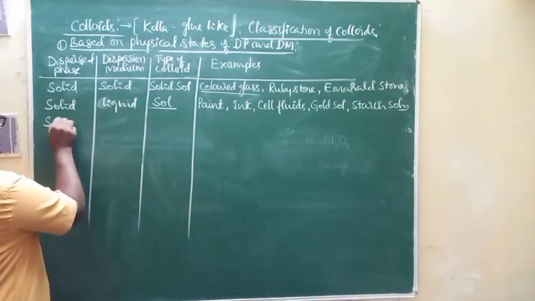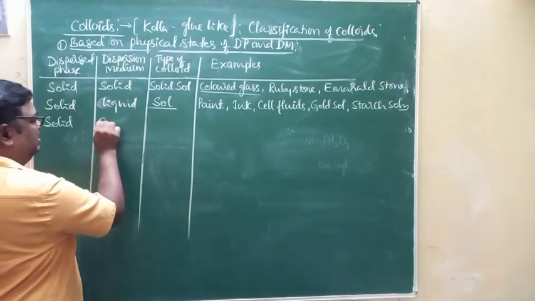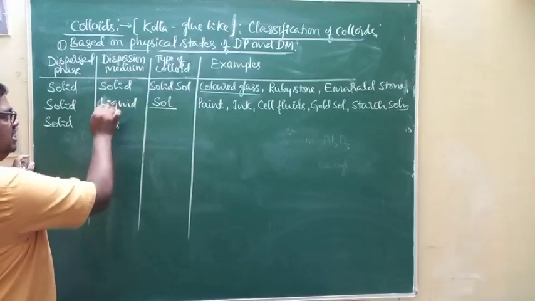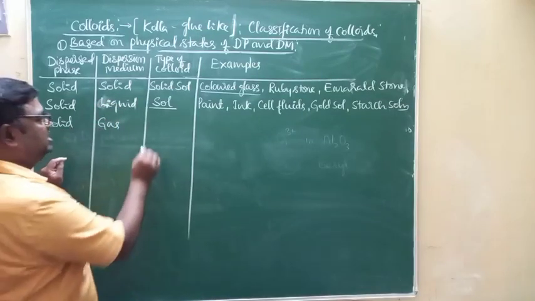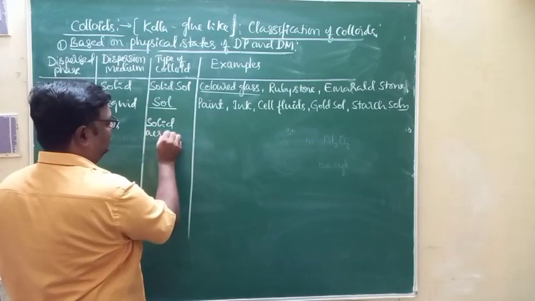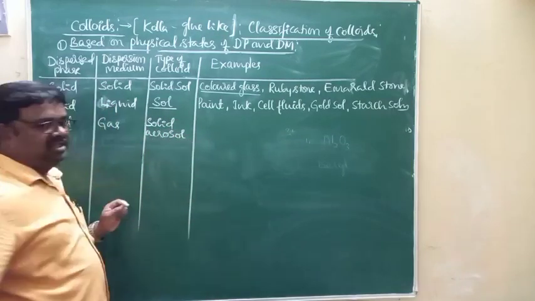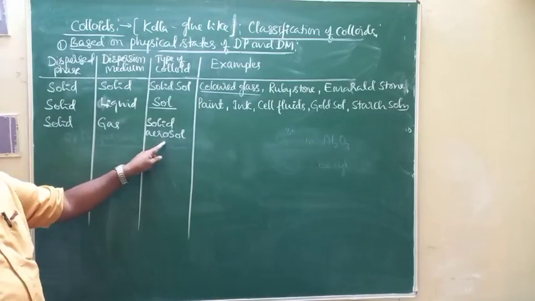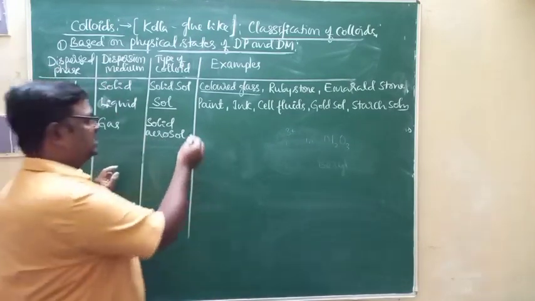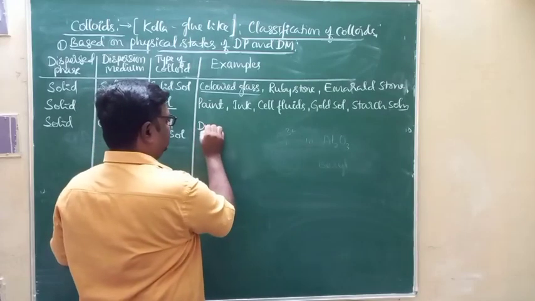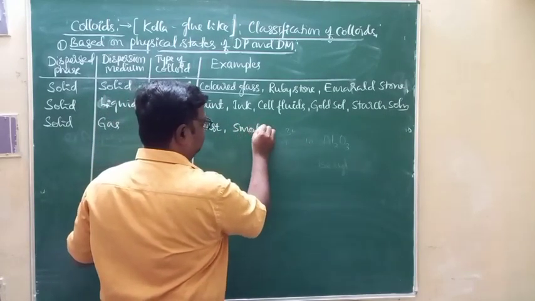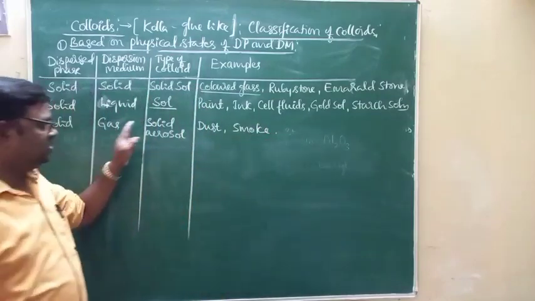The third type is solid in gas. This type of colloidal system is called a solid aerosol. It is a type of colloidal system where the dispersed phase is a solid and the dispersion medium is a gas. As examples, I can give dust or smoke. Those are examples of solid aerosol.